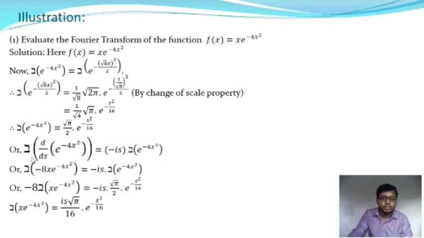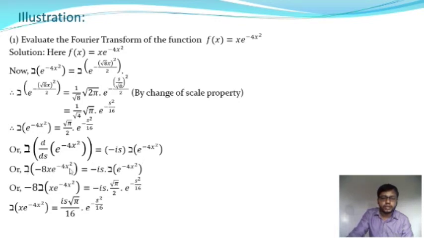So therefore now we apply the fifth property of Fourier transformation, that is on the derivative of the Fourier transformation. Now differentiate this with respect to s, and it will give minus is into zeta of e to the power minus 4x². So now we differentiate this, we'll get minus 8 into x into e to the power minus 4x², which equals minus is into zeta of e to the power minus 4x². So this is actually the fifth rule for the Fourier transformation, that is on the derivative of the Fourier transformation.